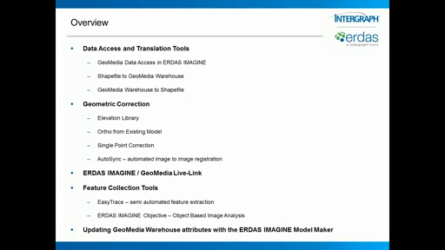Then we'll look at some of the geometric correction tools inside of ERDAS Imagine. Our analysis is only as good as the accuracy of our data, so we need to be able to make sure everything is accurate before we start that analysis. So we'll look at several tools that are available. Then we'll have a quick look at the ERDAS Imagine GeoMedia live link, as well as some feature collection tools for updating your GIS and some automated feature extraction tools inside of ERDAS Imagine. And finally, we'll have a short demonstration of updating a GeoMedia warehouse using the ERDAS Imagine model maker.